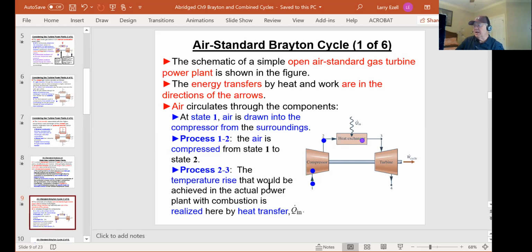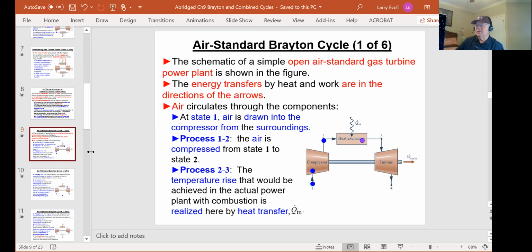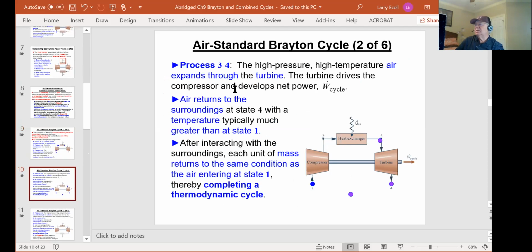2 to 3, we add heat, and then from 3 to 4 is the turbine work process to drive the shaft. Right here. Air returns to its surroundings here, and then we bring in some new air. Again, this air discharged meets the EPA requirements. This is sort of like an exhaust from your engine, gasoline internal combustion engine, although it's a lot cleaner. And this completes the thermodynamic cycle.